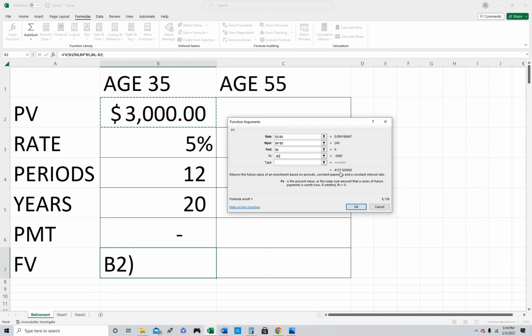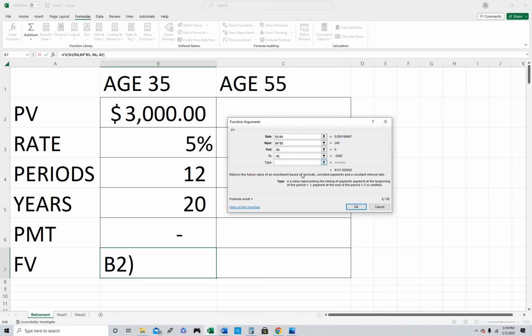Notice now that our investment is going to be a positive $8,137.92. Also understand that our payment amount, if we had an amount there, would need to be a negative as well. Since it's 0, this negative isn't going to matter, but it will for the next problem. Because we're losing money into this every month, we're going to count that as a negative.